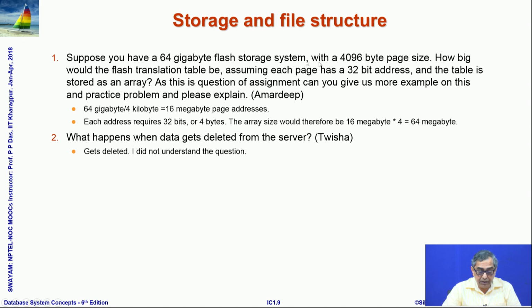Storage and file structure: in this example I did not really understand what the difficulty is. We have again worked this out here. It is very simple. You have the total size of the storage and you are given the page size. If you divide, you will know how many pages there are, which is straightforward. Then, to access that many pages, what address size are you using? You are using a 32-bit or 4-byte address. So you multiply them, and you will know the total array size of paging that you will require. We have again worked it out, but I thought this was quite straightforward.